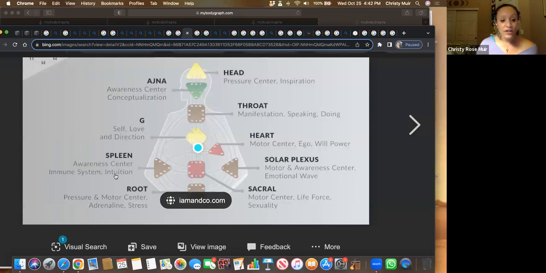And then the splenic center. The splenic center is an awareness center. It's about our immune system, our actual physical health and well-being, and it's all about intuition. So all of these gates on the splenic center are going to be a different sort of intuitive awareness about self and environment that gives us information about our well-being, like our safety, our health, and our well-being right now in the moment.